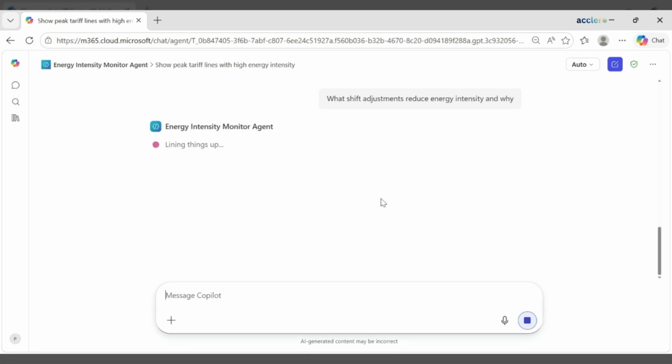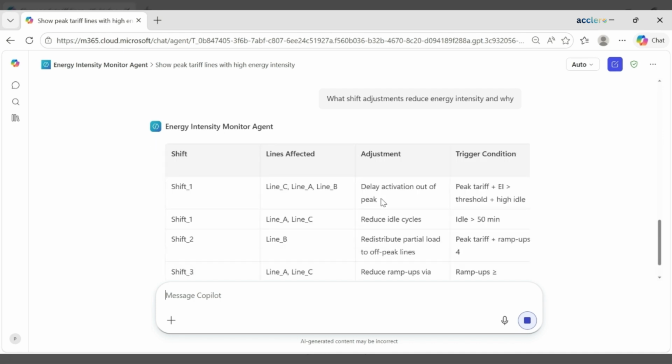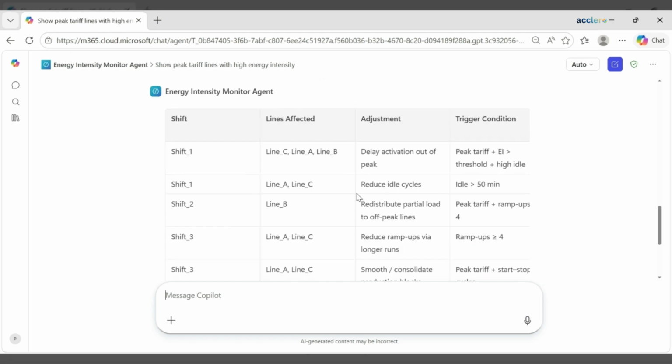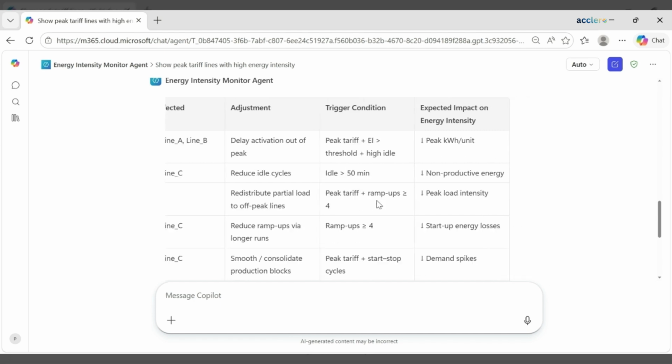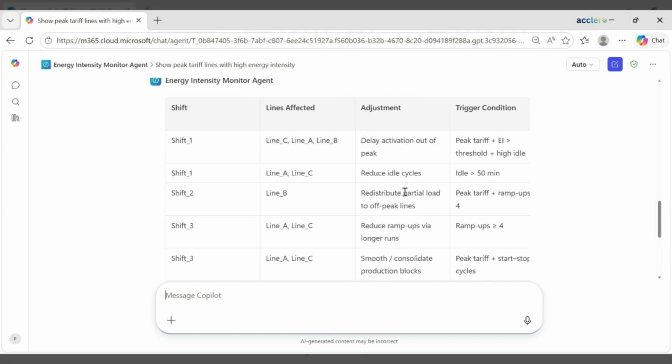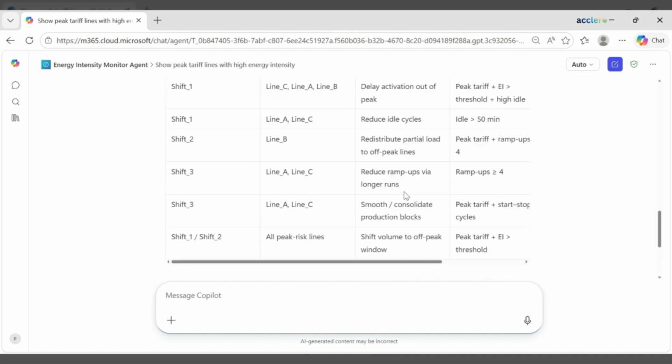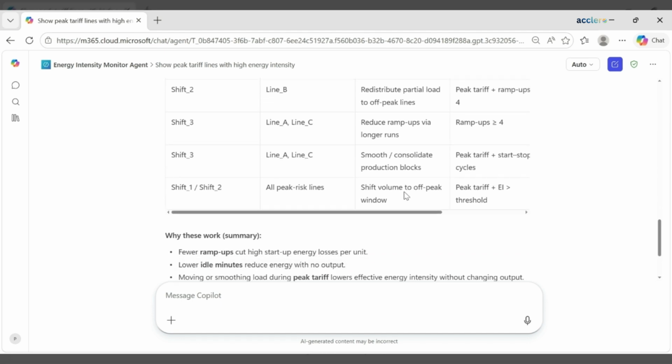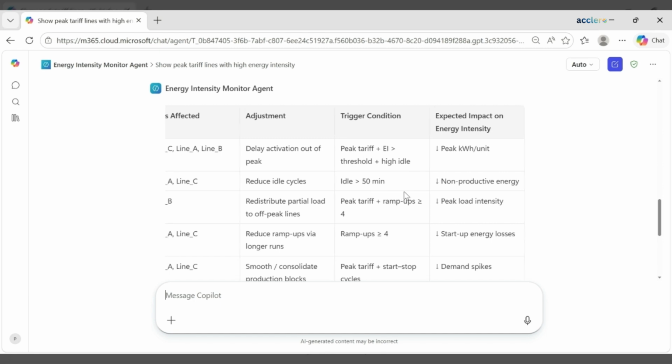Here I ask the agent what shift adjustments are required to reduce the energy intensity and why. So the agent will provide the shift level recommendations to reduce the energy intensity. So it groups the actions by the shift and suggests practical adjustments like shifting workload to off peak periods, running longer continuous batches, and reducing the idle cycle.